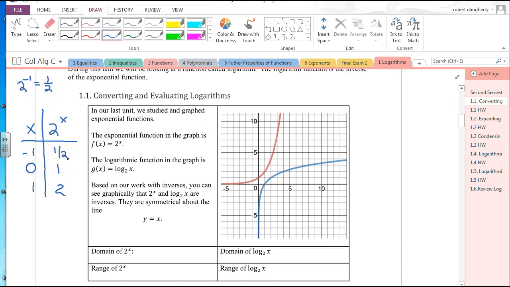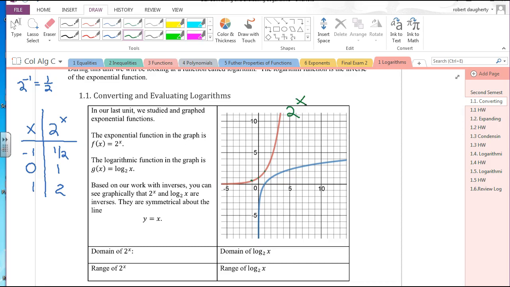So that tells me if I'm graphing 2 to the x, all 3 of these points should be on that graph. So, negative 1, 1/2. That looks like this point right here. 0, 1. That looks like this point right here. 1, 2. That looks like this point right here. This is the graph of 2 to the x. Now, the inverse function is called a logarithm function, so the log base 2 of x.